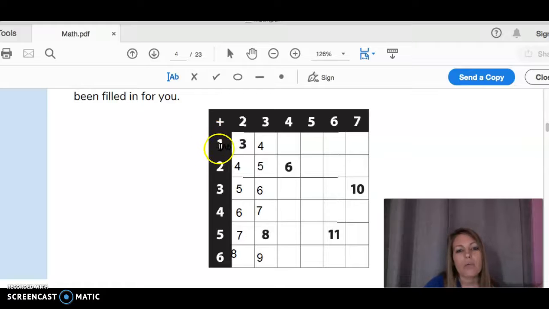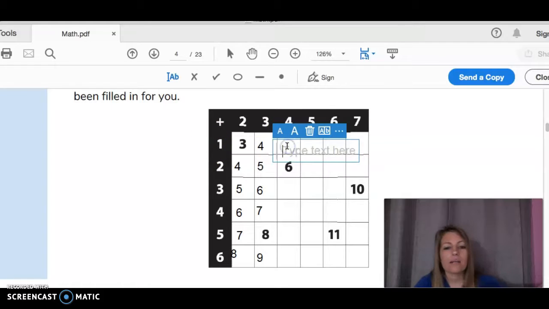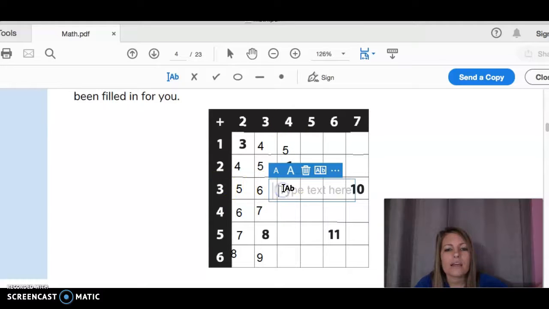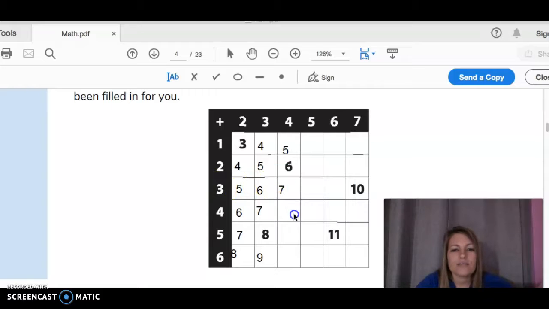Now we're ready to take 1 plus 4. 1 plus 4 is 5. 4 plus 2 is 6. That's where they got that 6 from. 4 plus 3 is 4, 5, 6, 7. Do you see how I'm taking the number at the top and the number at the side, and then I'm meeting them in the middle, right in the middle?